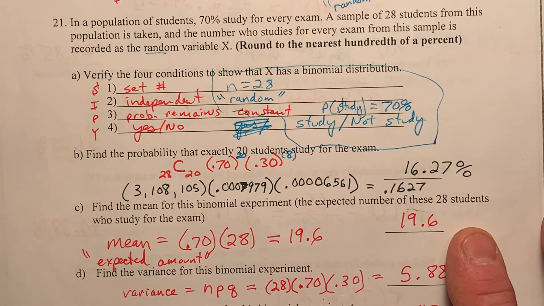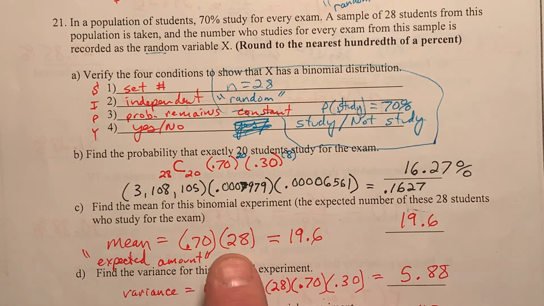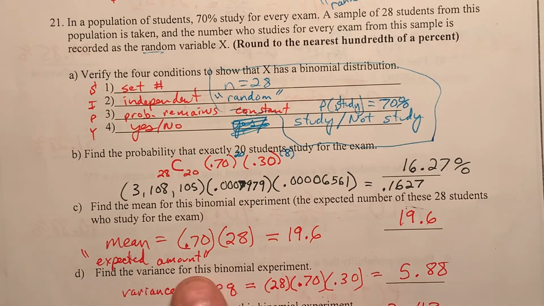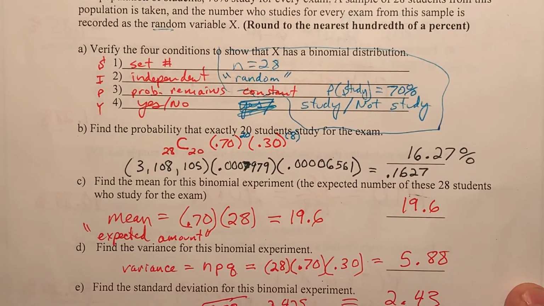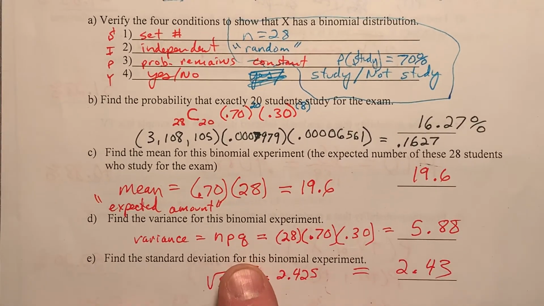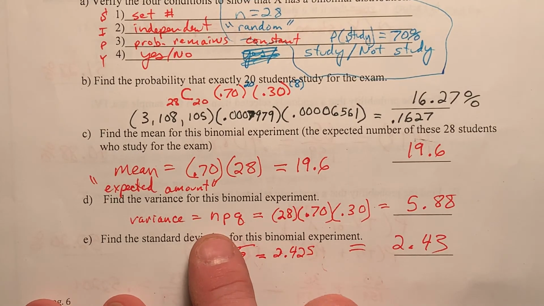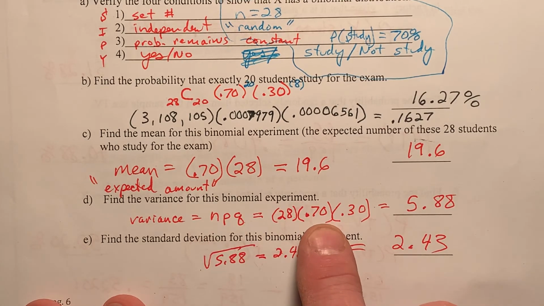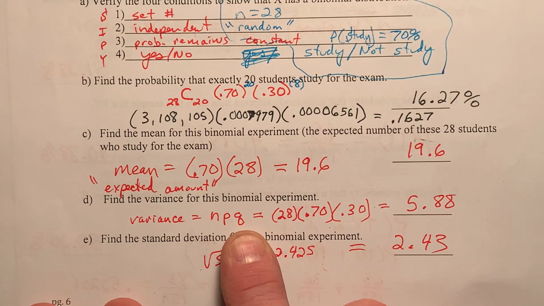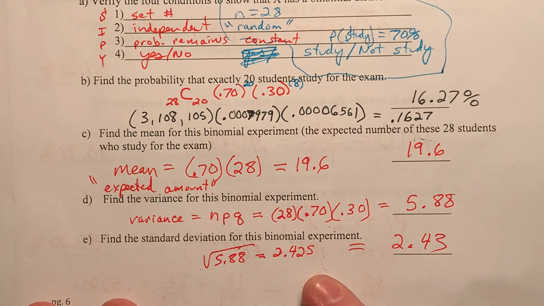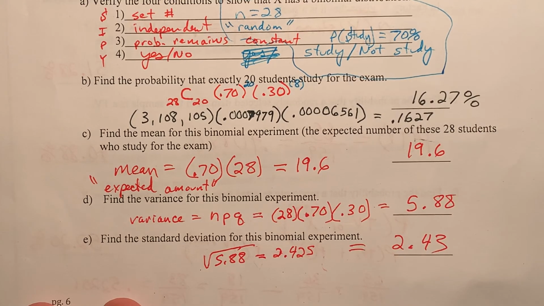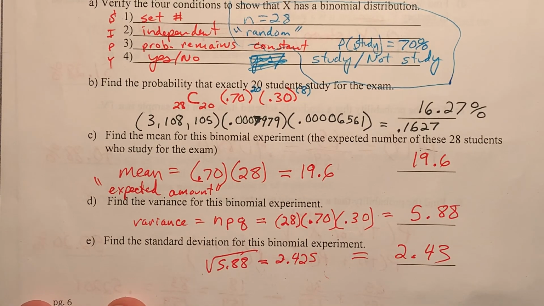The next one, find the mean. That's actually quite easy. There's a 70% chance they're going to study. 28 students, that means the expected amount, or the mean, would just be 70% of 28, about 20, 19.6. Variance, also kind of easy to calculate in terms of a binomial distribution. You just take n, which was 28, probability is 0.7, and then q is the probability of not studying, 0.3. You just multiply those three, and that's your variance, 5.88. And then standard deviation is always the square root of the variance, so just take the square root of 5.88. And that is it for the review.